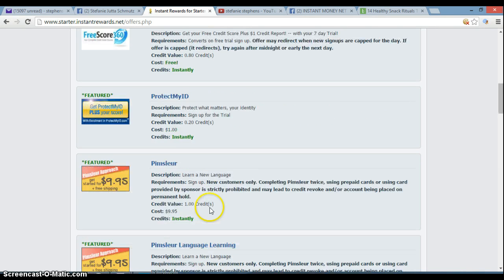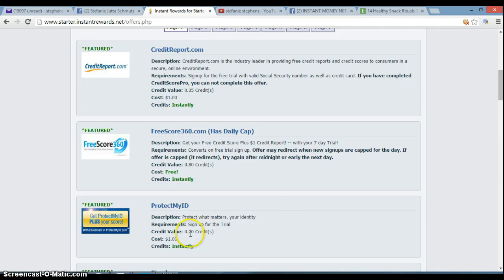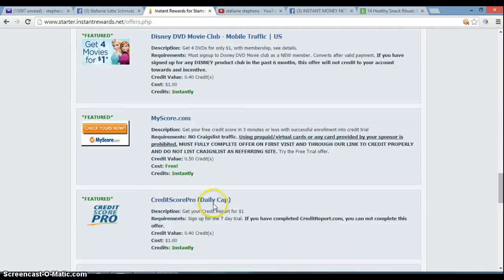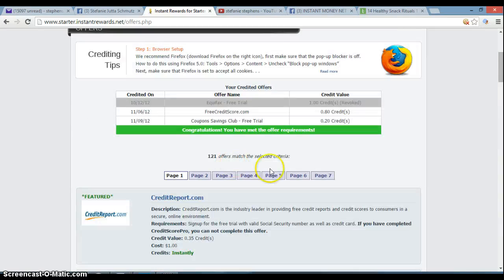So right now your best choice, if you ask me, would maybe be Free Score, Protect My ID, so you have a 1.0 total. But this is totally up to you. I mean, there's different offers, and as you can see, there's like five, oh no, it's seven. There's seven offer pages, so there should definitely be something that keeps you going and gets you started.